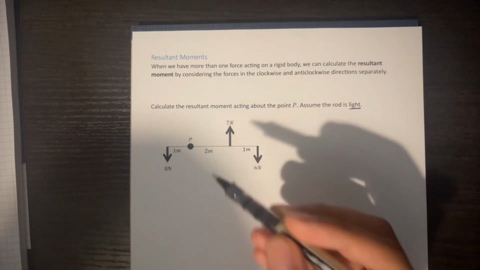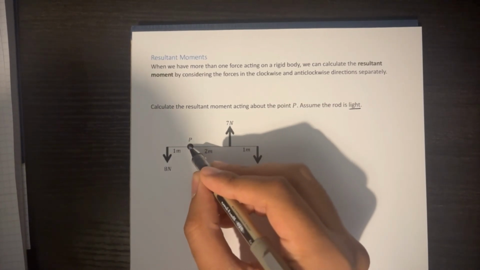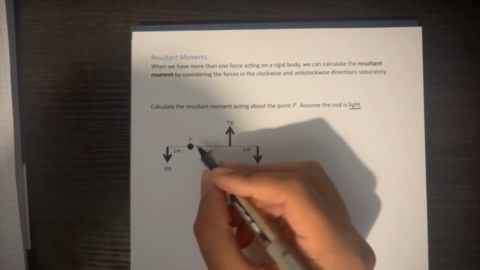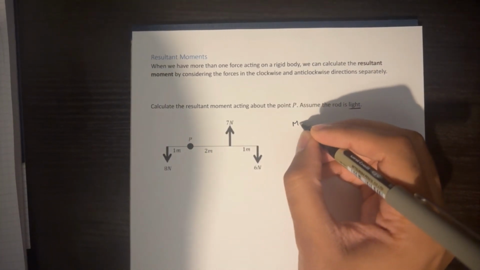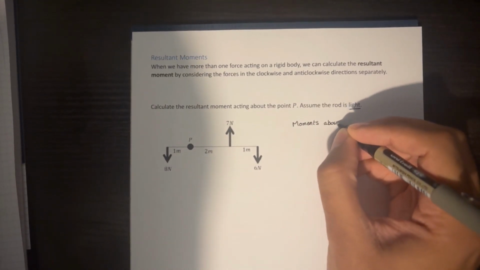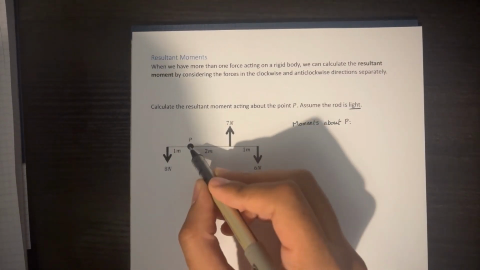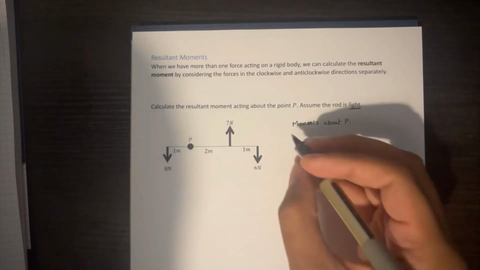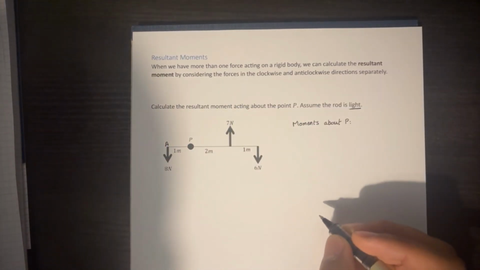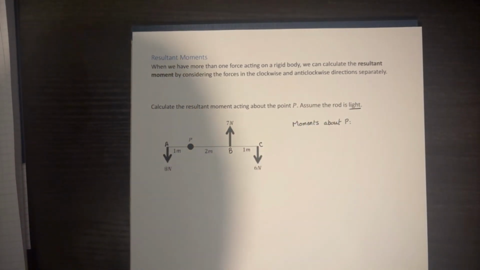So the first thing we are going to do is take moments about the point P, so that's the point that our rod is being pivoted around. So if we take moments about P, and then I consider each of those moments in turn. I'll just label these points so that we've got some reference points. I'll call that A, this one B, and that's C there.